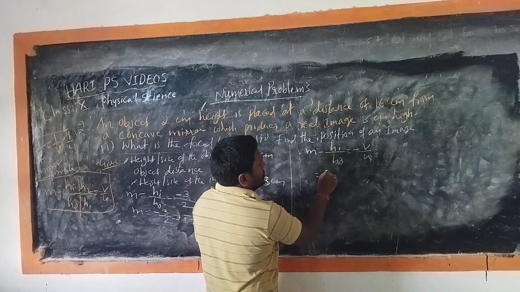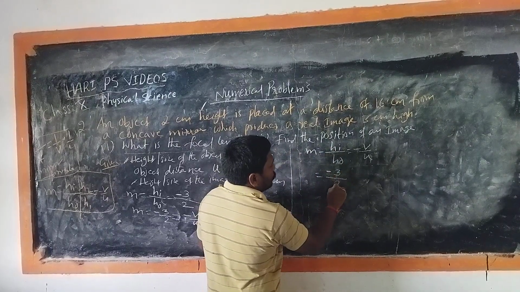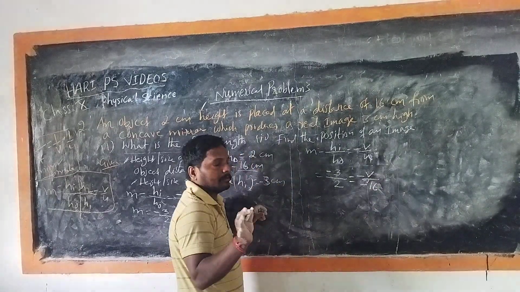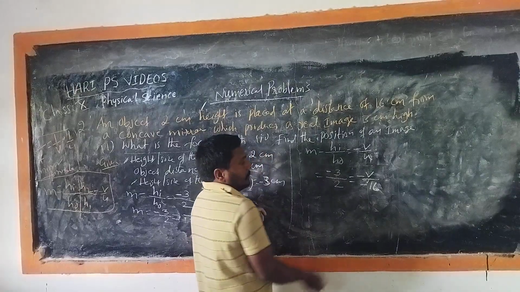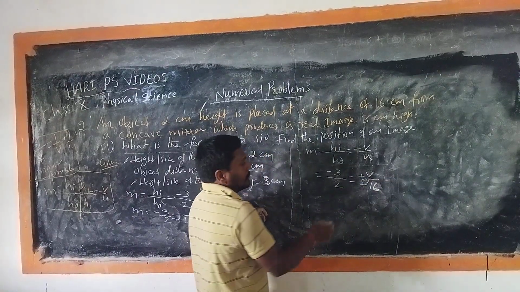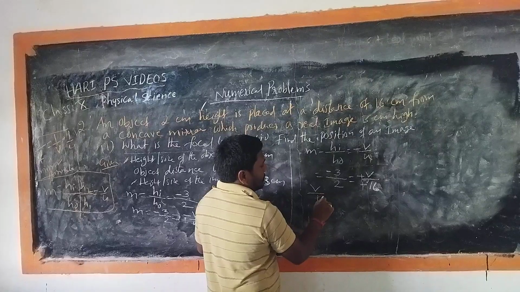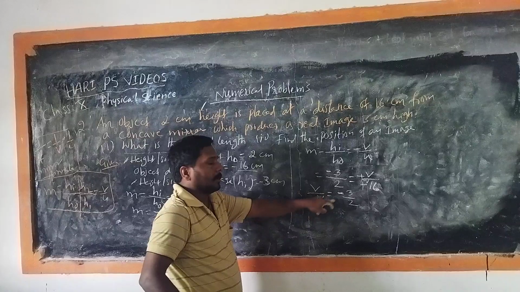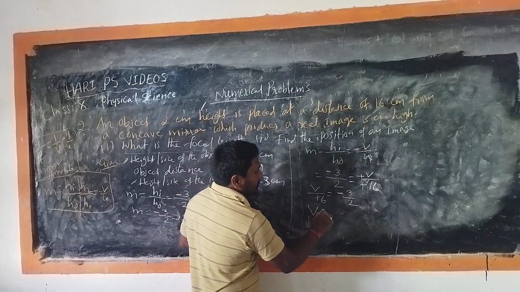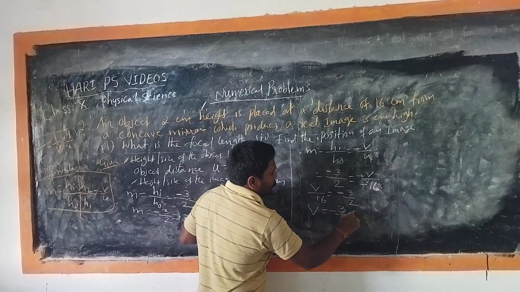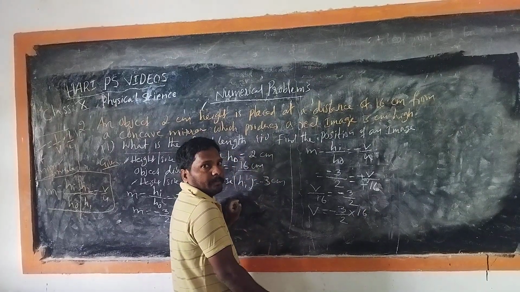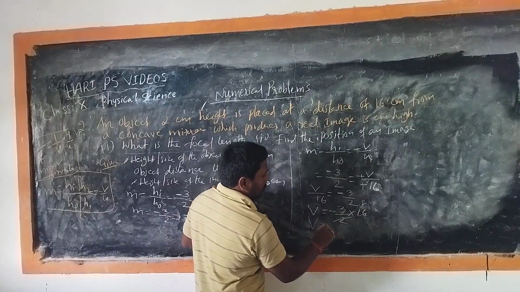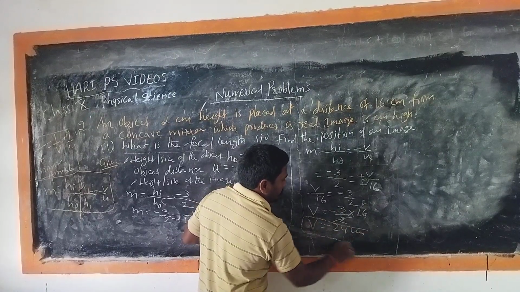So height is minus 3. Object 2, that is equal to minus v by minus 16. Then 16, so here minus cancels. Then v by 16 is equal to minus 3 by 2. From this, v is equal to minus 3 by 2 into 16. So 2 eights are 16, 2 twelves are 24. Then v is equal to 24.